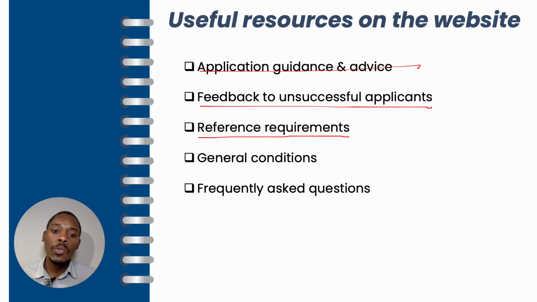General conditions. You should also understand the general conditions of the scholarship that you are applying for, and should you be awarded, you need to stay within those conditions. There is also a section on frequently asked questions on the Commonwealth website. Again, that is useful information that you can read through to understand some of the common questions that you may have. You may find that they are answered in this section.